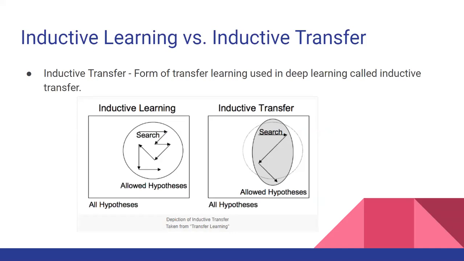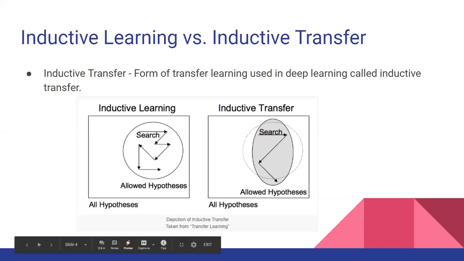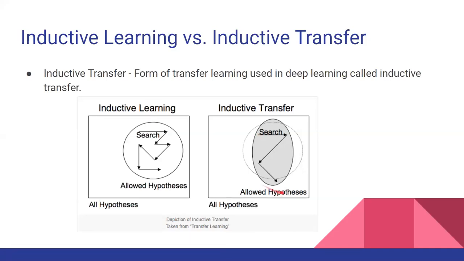Suppose next time you want to classify, from the top of my head, hamsters. So you put another bubble full of knowledge on top of that, and now it can classify cats, dogs, and hamsters. So basically, it doesn't search only for information in the first bubble, it also searches for information over here. So that's the basics of inductive learning versus inductive transfer.